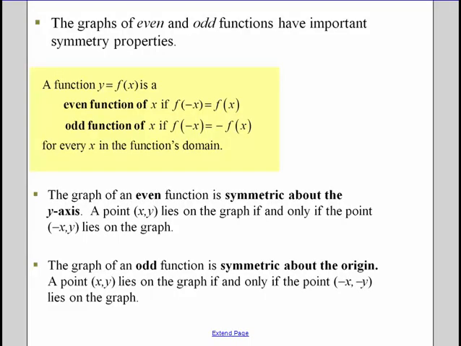Okay, even and odd functions. Please make sure you write this down. This is the definition that I want us to be using. An even function: f of -x is equal to f of x, and one of the properties is you're symmetric about the y-axis. An odd function: f of -x is equal to negative f of x, and we're symmetric about the origin. Those are the key things that I want you guys to know from this.